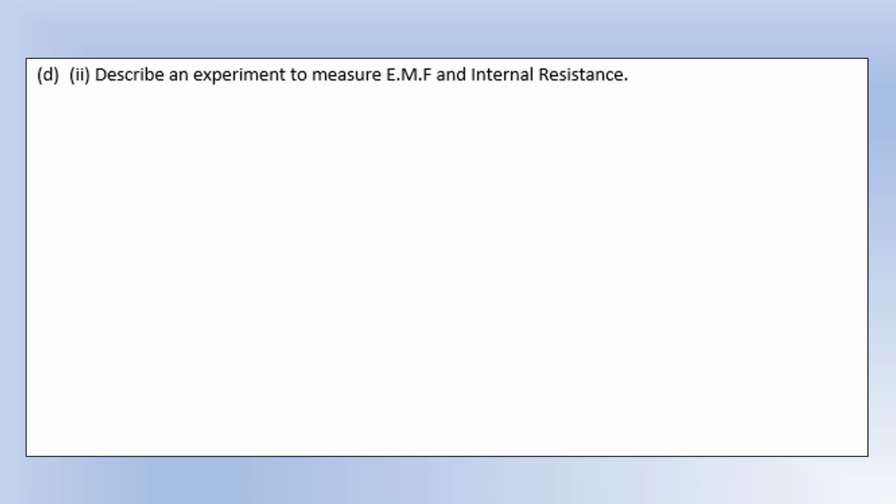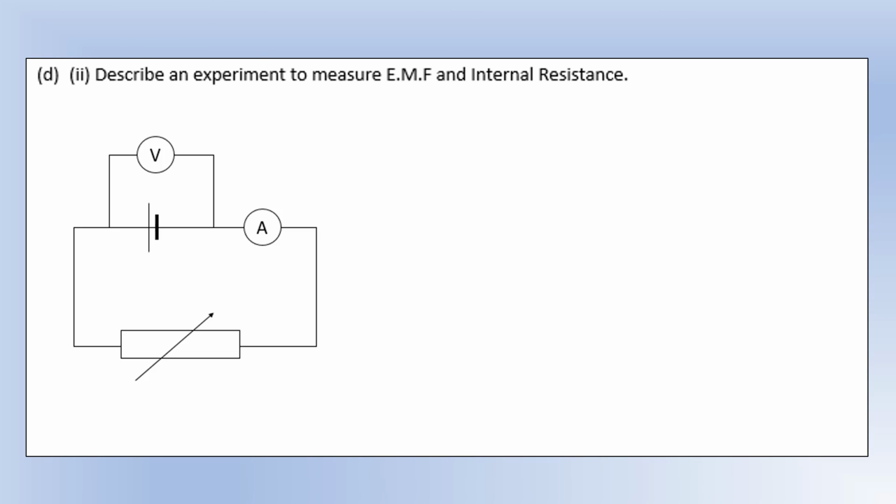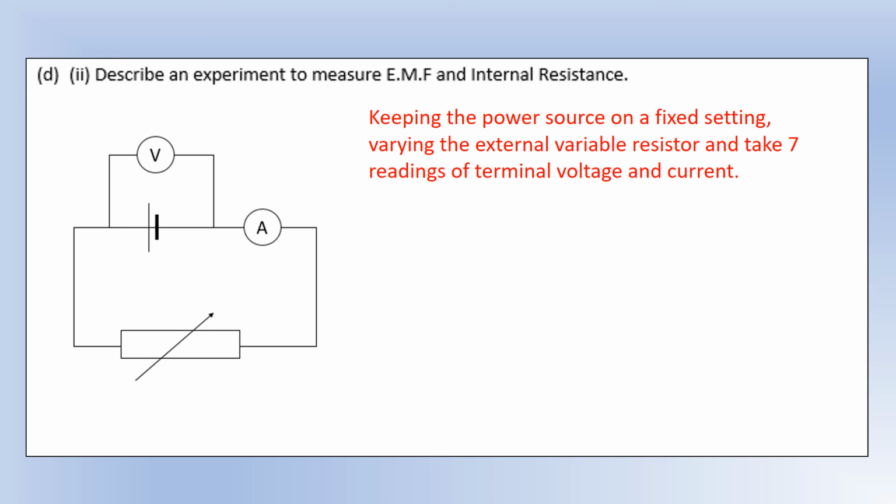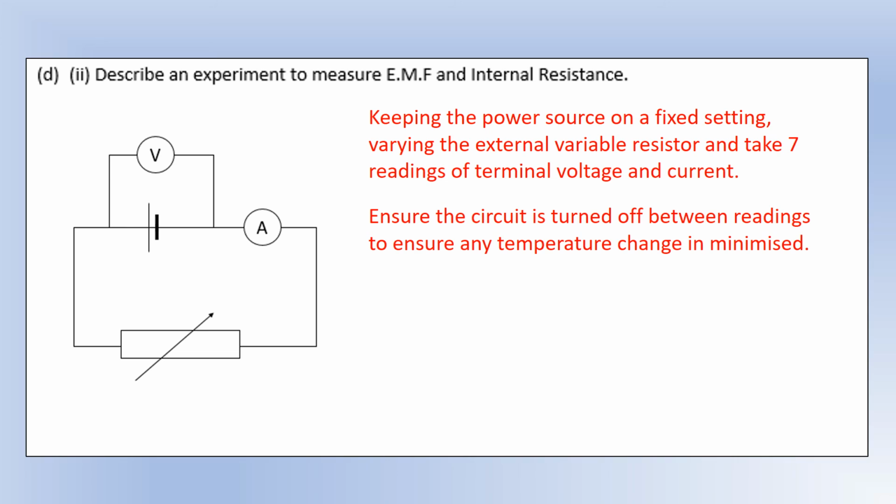Okay, so we can actually measure EMF and internal resistance for a given power source. So the circuit we'll need looks something like this. So we need a variable resistor, an ammeter, and a voltmeter measuring across the cell. So it's going to measure the terminal PD essentially. So we're going to keep the power source on a fixed setting, but we're going to change the external variable resistor. So we get 7 different sets of readings of terminal potential difference and current.